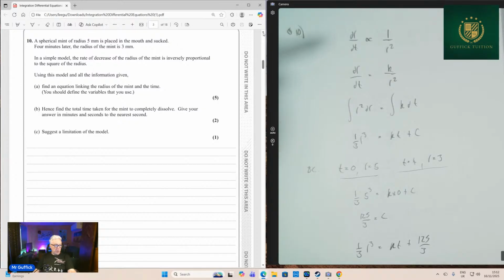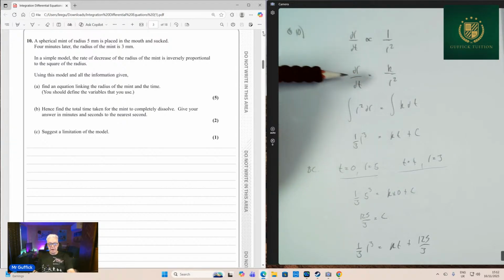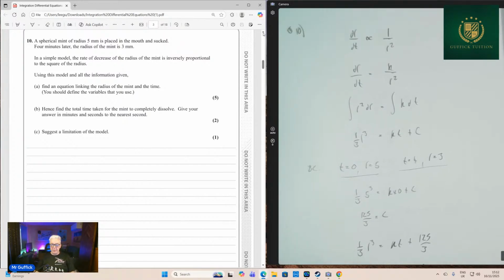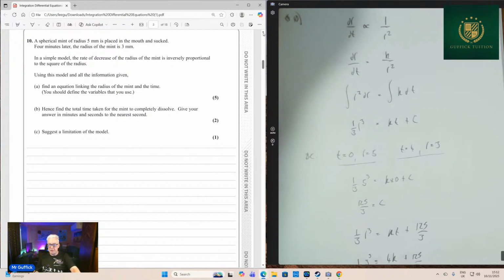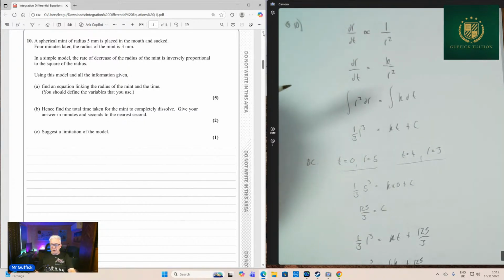And we can change that proportionality statement into an equation by introducing a constant of proportionality. So we can say that dr/dt is equal to k over r squared. So now we're going to do the same thing that we did previously. We're going to separate the variables. Separating the variables means we're going to treat the dr/dt as though it was a fraction. It's not actually a fraction, but we're just going to treat it as though it was.